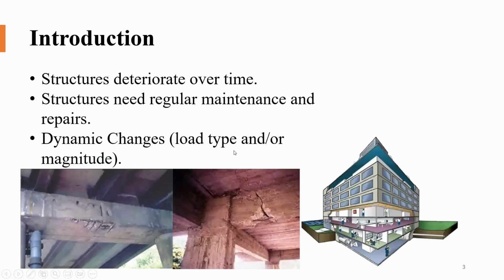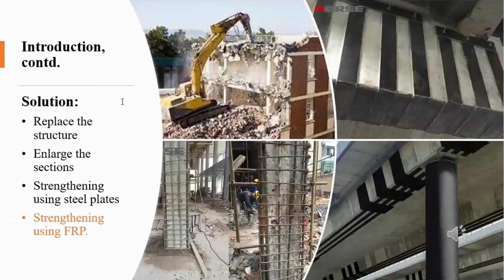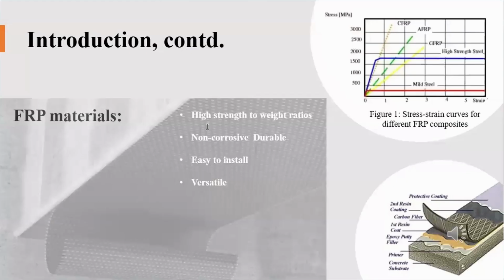Now, we all know that structures deteriorate over time. They need regular maintenance and repairs because there are dynamic changes due to load type and/or its magnitude. The solution would be either to replace the structure, enlarge the sections, strengthen using steel plates, or strengthen using fiber reinforced polymer materials. Now, FRP materials have many advantages. They have high strength to weight ratios, they're non-corrosive, durable, easy to install, and versatile.